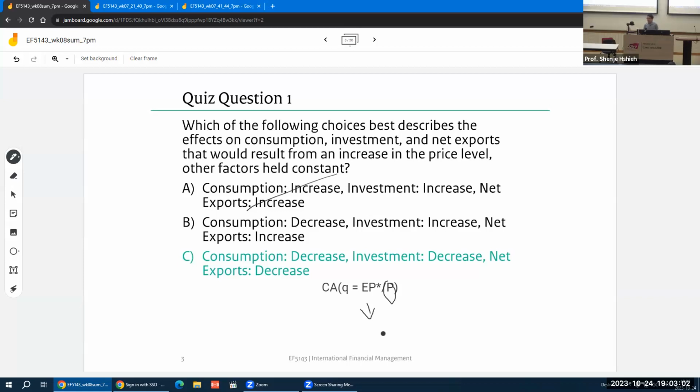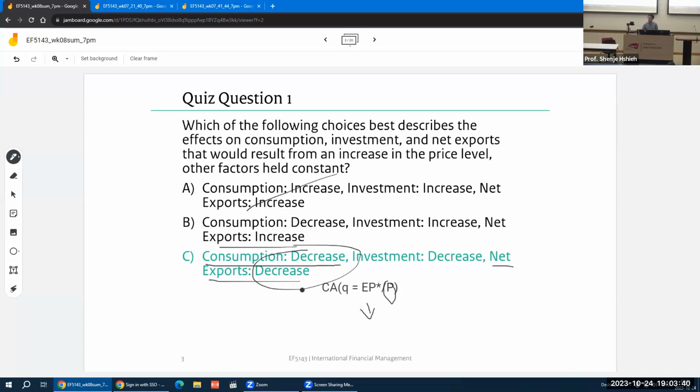And that requires just that derivative that we talked about last week, which we'll go over one last time next week. So based on that understanding of the relationship between Q and CA, you can conclude that when price levels increase, Q decreases, and as a result, the current account is going to decrease. And therefore, compared to B and C, exports is going to decrease and not increase. So just based on your understanding of how we parameterize consumption and how we parameterize net exports, C is the superior answer.